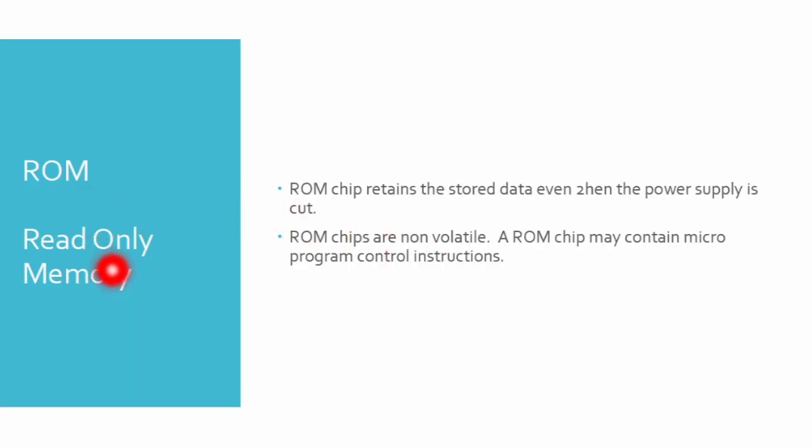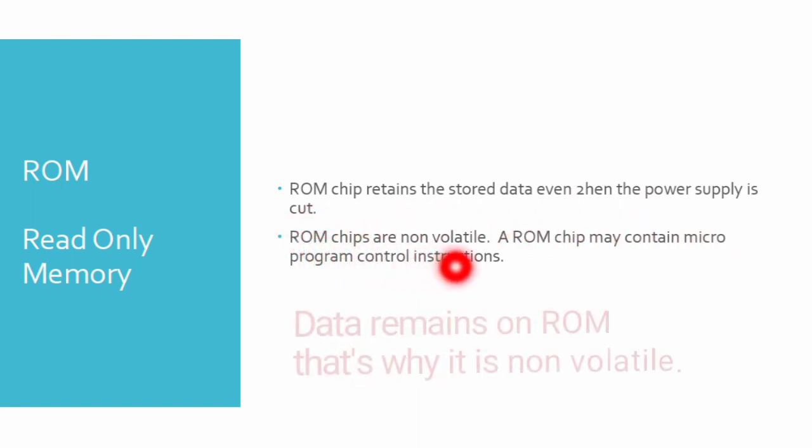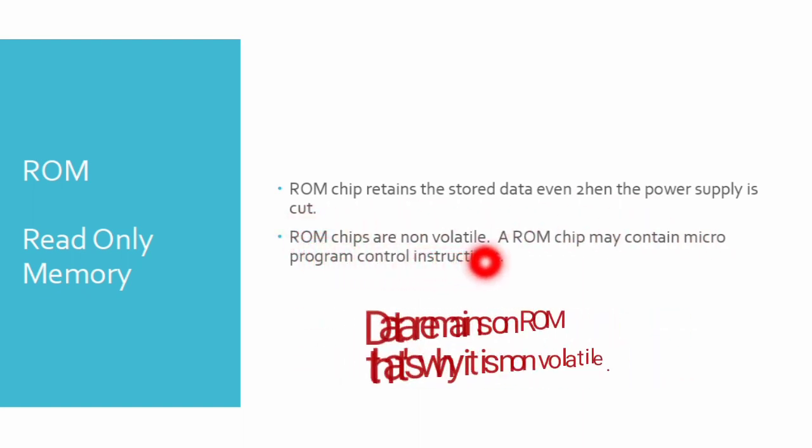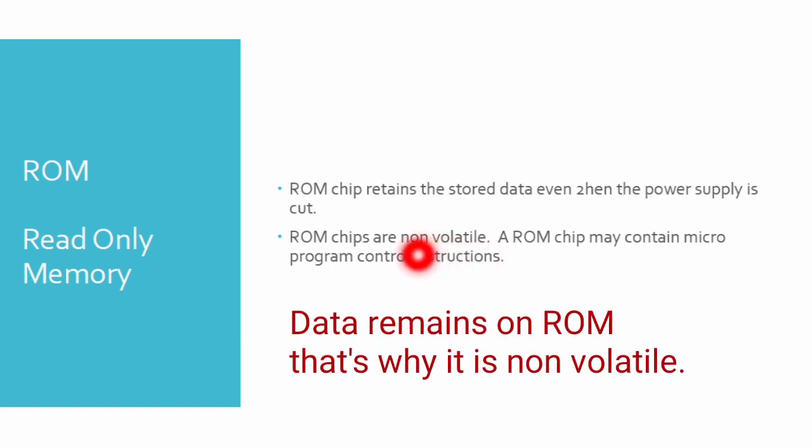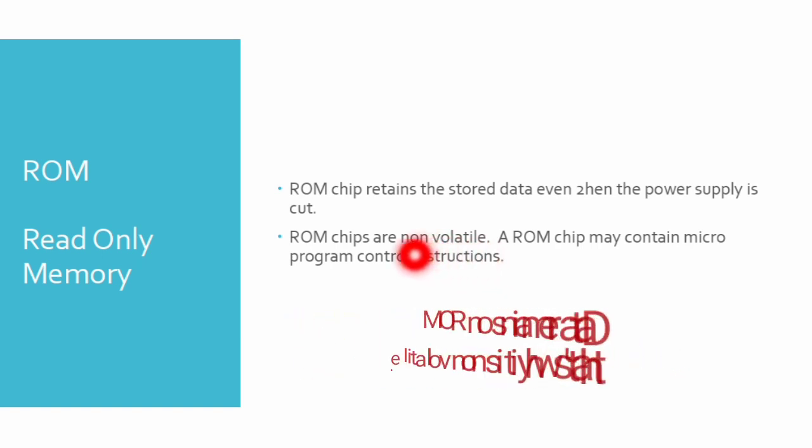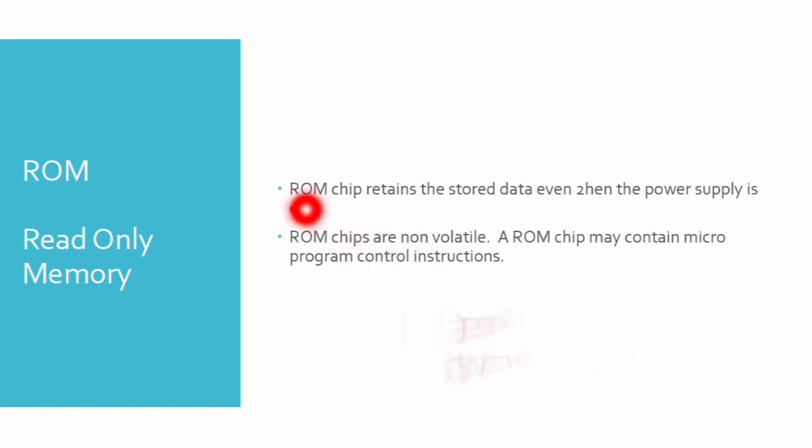ROM, read-only memory. ROM chips retain the stored data even when the power supply is cut. ROM chips are non-volatile, means when the system is turned off, then also the storage memory will be there. The data or instructions stored on ROM will not get erased. A ROM chip may contain microprogram control instructions.